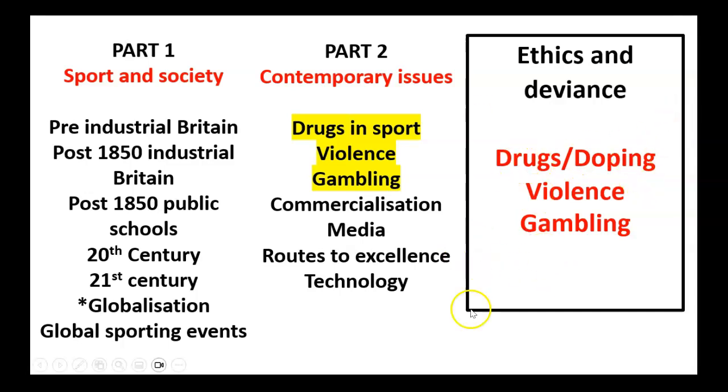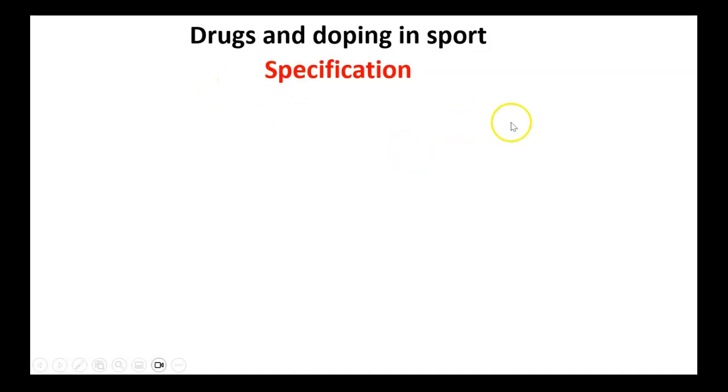Our first topic today is going to be drugs and doping in sport, just so you can see where we're going across the unit. So first up then, drugs and doping in sport. Before we go into the specification, I'm just going to give you an example. The use of illegal performance-enhancing drugs is really, really rife in modern sport, okay?